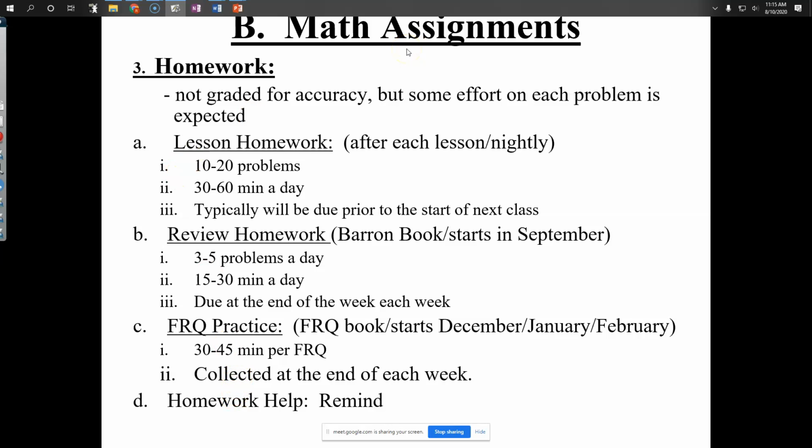Let's talk about your homework. I don't grade your homework for accuracy. I just expect you to try it. You do have to show your work, obviously. You can't just write the question and the answer, for most problems anyway. But for the most part, just make sure you're showing your work. Okay. Homework will usually just be 10 to 20 problems, 30 to 60 minutes a day after a lesson, and it's due before the start of the next class. Now later on in the year, especially like September, I'm going to start throwing in another homework assignment every night. And what that's going to be is review questions from the previous unit.